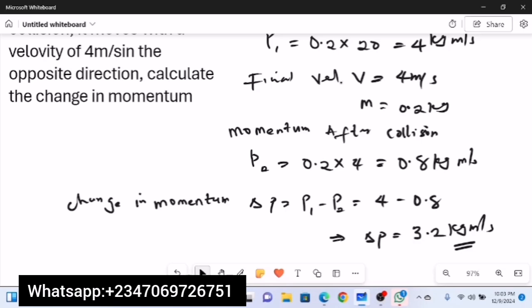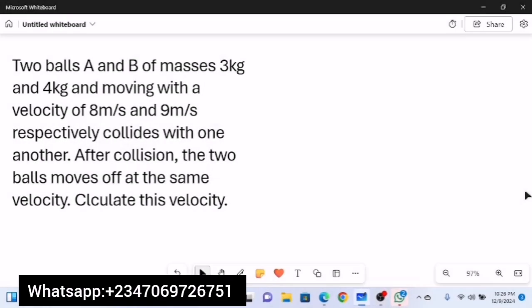So let's pick the fourth question. Alright, so let's consider the final question for this session. The question says two balls A and B of masses 3 kg and 4 kg, moving with velocities of 8 meters per second and 9 meters per second respectively, collide with one another. After collision, the two balls move off at the same velocity. Calculate this velocity.